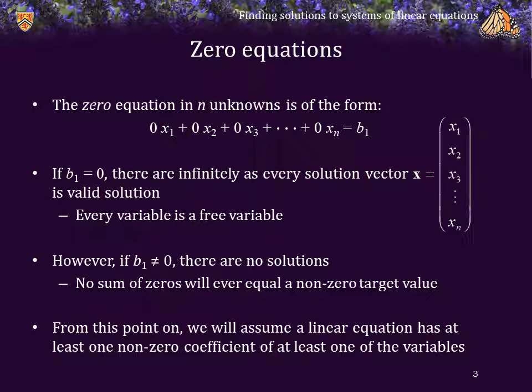Now, from this point on, when I say that we have a linear equation, we are going to be assuming that there will be at least one non-zero coefficient of at least one of the variables. The only place where we will end up with the zero equation is when we start manipulating a system of linear equations to find a solution, if one exists.